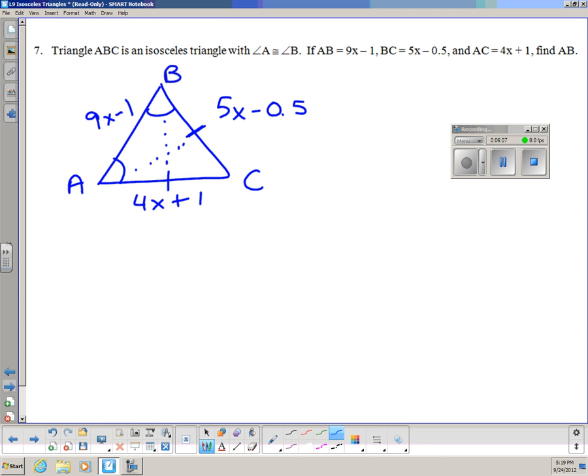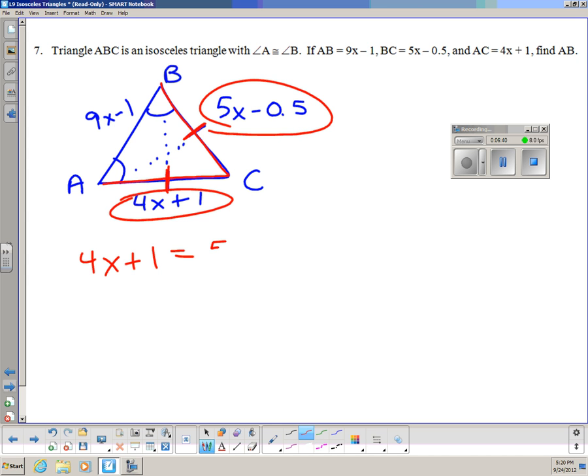Now notice I did not give you the angles here. That's different than the last two questions. What was given to you are side lengths or representations of them. So we cannot add up the sides of a triangle and get 180 degrees. We can only add angles of a triangle to get 180 degrees. But notice these dashes that we drew in represent the fact that AC and BC are the same length. So their representations are really equal to each other. So we can take 4x plus 1 and set it equal to 5x minus 0.5. Notice that 9x minus 1 didn't really play a role yet.